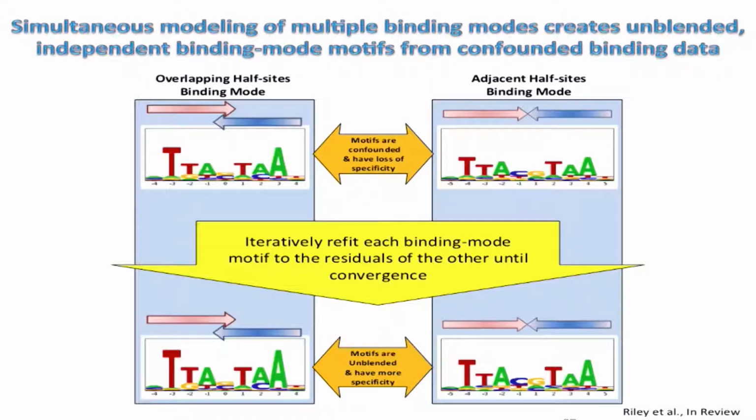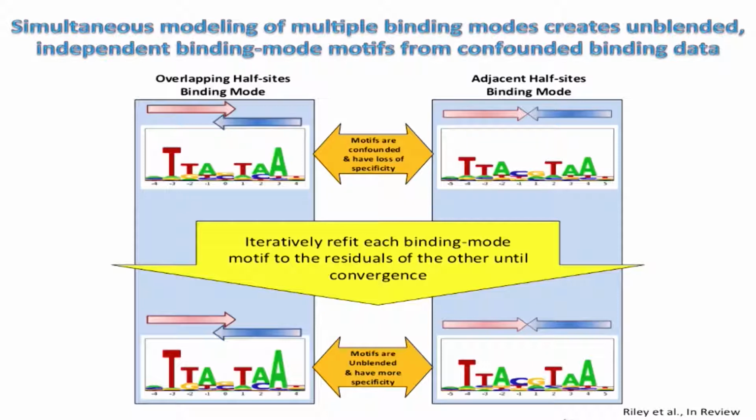So let me show you the example. This is just showing that this model here has a lot more specificity than this model here. This is the beginning model. If you just take the seed sequence for the overlapping half-site model and generate a PSAM, you get this. And if you take the seed for the adjacent half-site model and build up a PSAM, you get this affinity matrix. And you can see that this model has a lot less specificity than this model. That's because these two models are blended together, because the data is confounded. So let me show you the end results of this procedure.